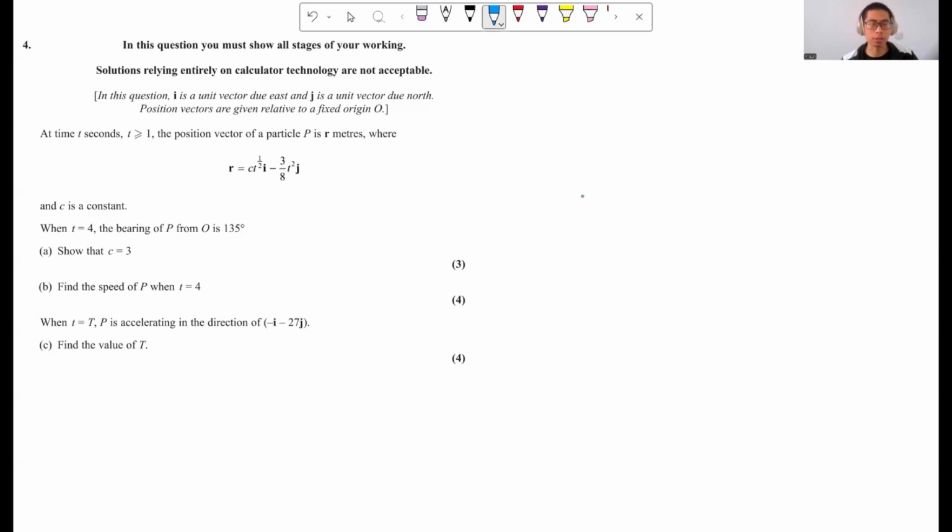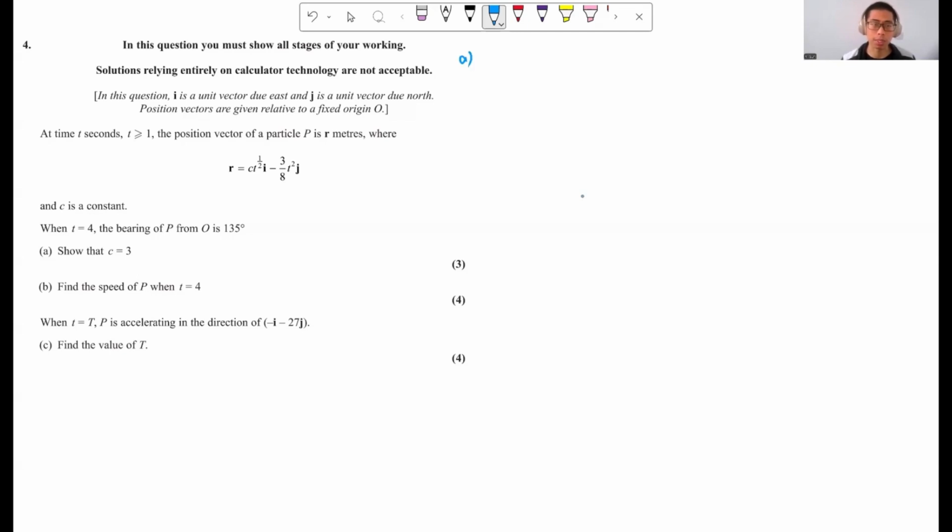The position vector of a particle P is r meters, where r is equal to c t to the power half i minus 3/8 t squared j, and c is a constant. So when t equals 4, the bearing of P from O is 135 degrees, and they want us to show that c is equal to 3. So they're talking about the position, so where P is.